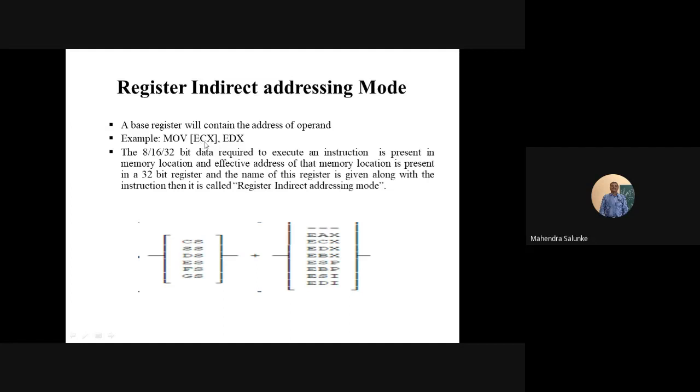Now in our example, ECX is the register used as an indirect pointer. The instruction is MOV [ECX], EDX. Can anyone explain what is going to happen with this particular instruction? Out of this, we need to identify which is source and which is destination. As we discussed earlier, the first operand is the destination and the second operand is the source. So who can explain this?